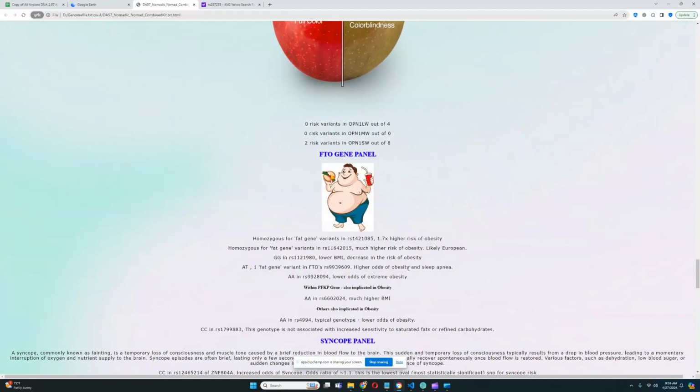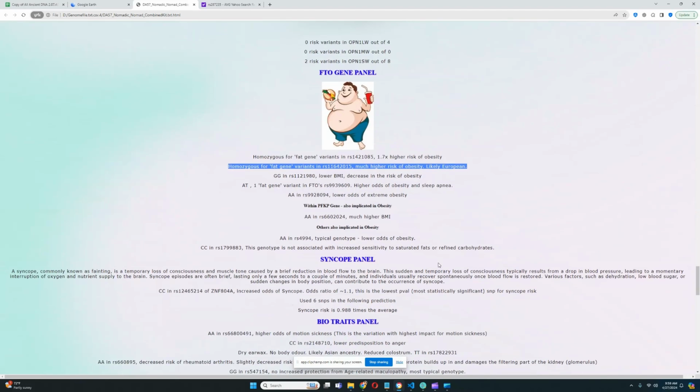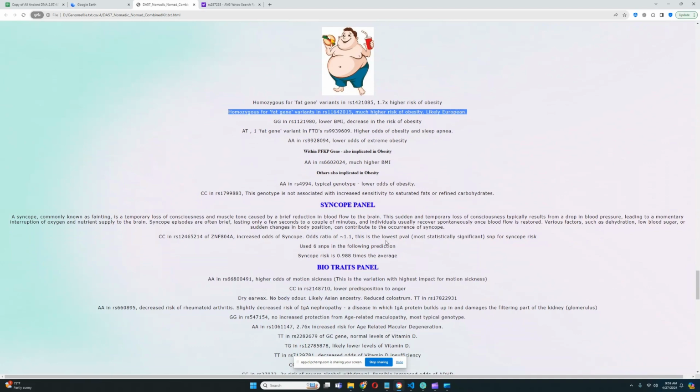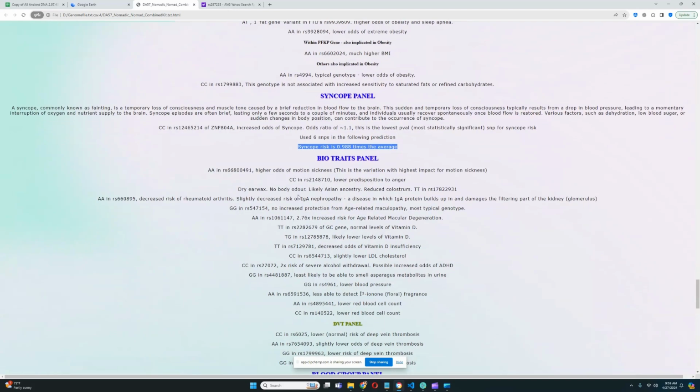For the FTO gene panel, looks like he does have some risk variants for obesity. Here he's got homozygous as well. So he actually has a lot of risk variants for obesity. Wow. For syncope, based on 6 SNPs, he's got essentially just spot on average risk score for syncope. It looks like he's got dry earwax, no body odor, likely East Asian ancestry. Wow. So he's got homozygous East Asian genotype in this variation for reduced body odor.